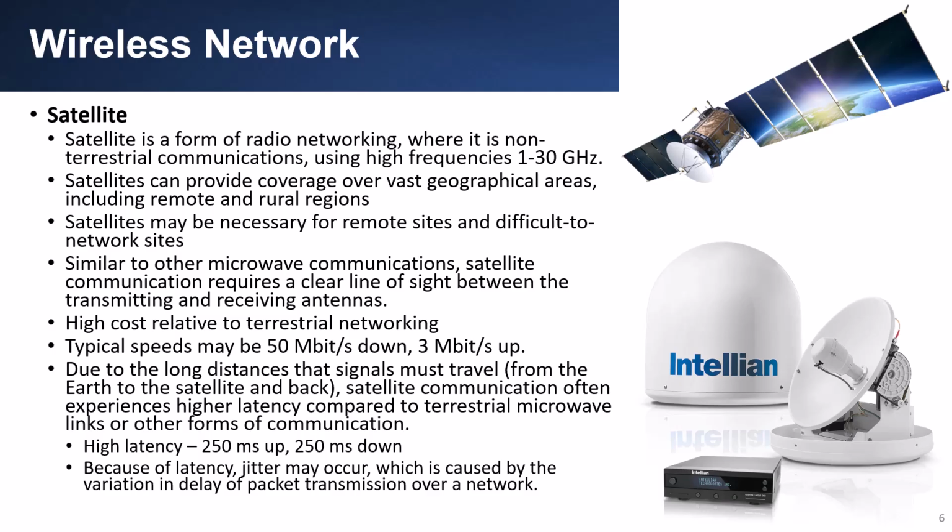Due to the long distance that signals must travel from the Earth to the satellite and back, satellite communication often experiences higher latency compared to terrestrial microwave links or other forms of communication. High latency is 250 milliseconds up and 250 milliseconds down. Because of latency, jitter may occur, which is caused by the variation and delay of packet transmissions over a network.